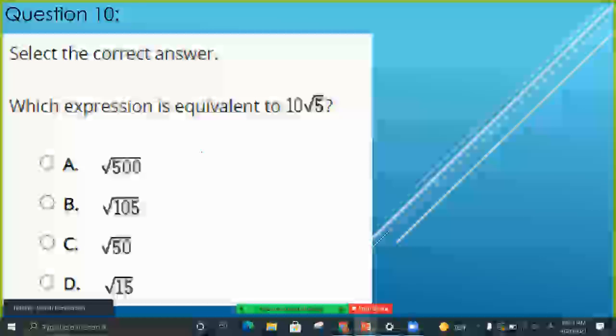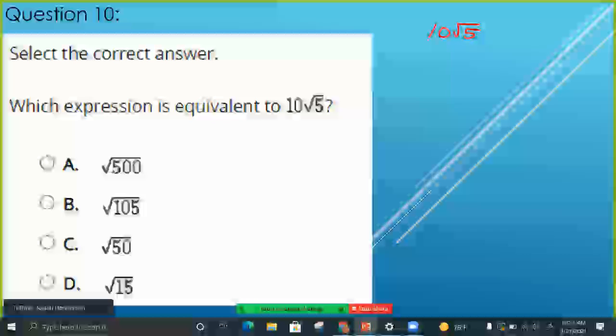One way is just to plug them all in your calculator and see which one is equal to whatever 10 times √5 is. Here's another way we can do it. 10 √5. Now, if I convert this to power form, this is 10 times 5 to the 1/2.